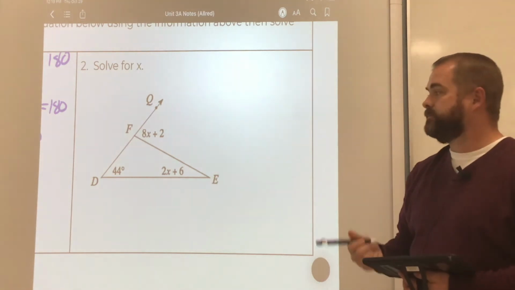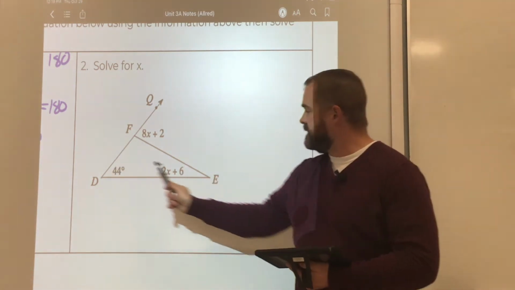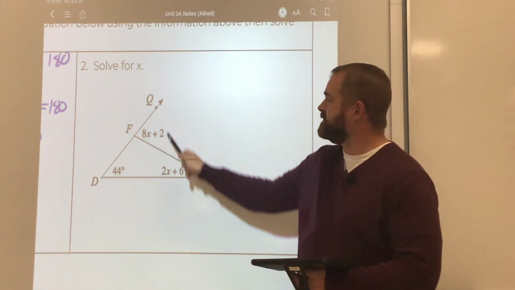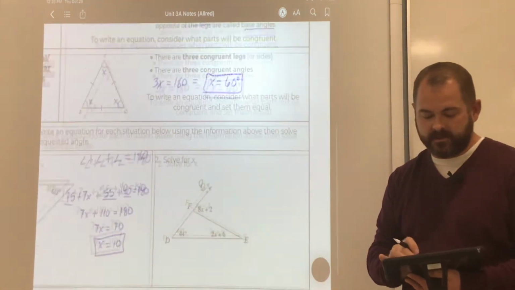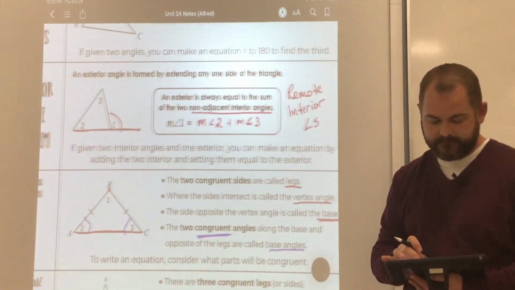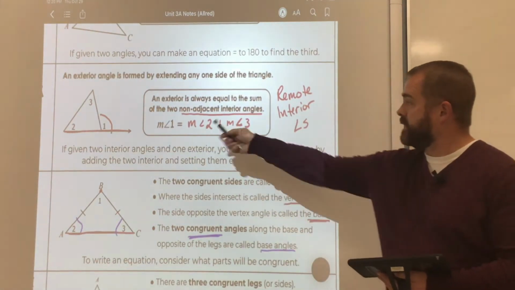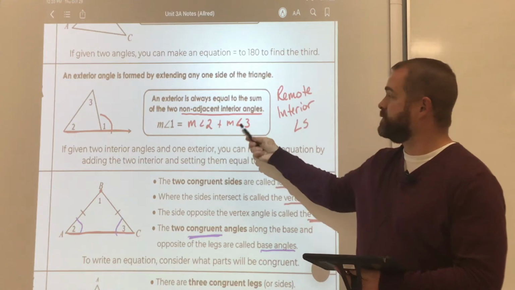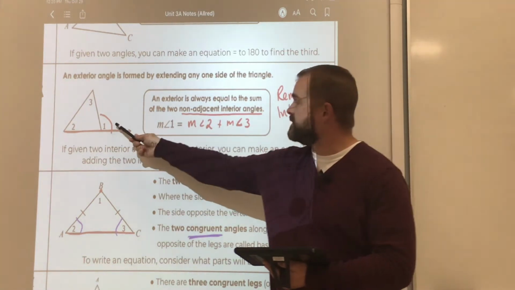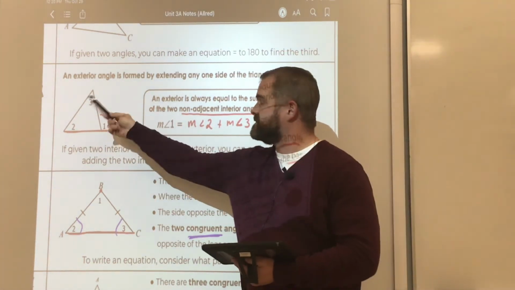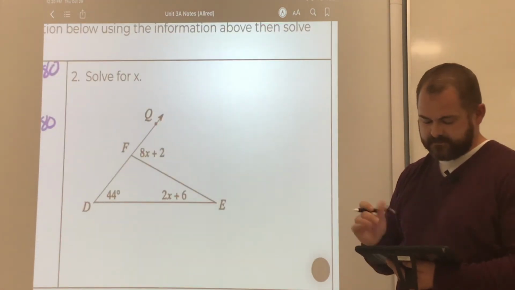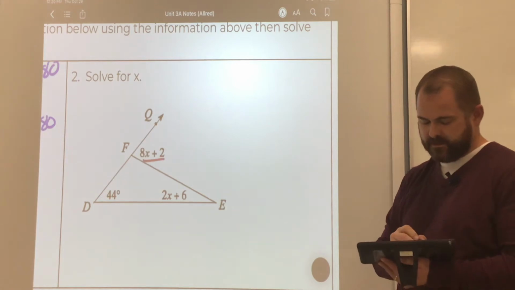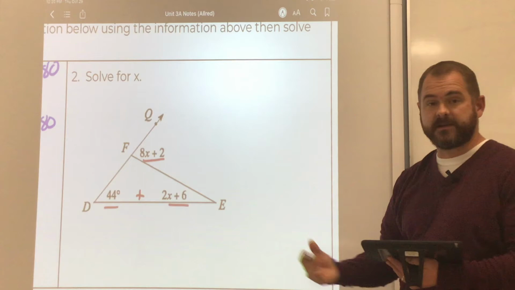In this example, though, we've got two interior angles, D and E, but this is an exterior angle at F. Okay? And remember, we have that exterior angle theorem right here. The measure of angle 1 equals the measure of angle 2 plus the measure of angle 3, or the measure of the exterior angle is always equal to the sum of the two interior angles. So as we look at this, our exterior angle here must equal the sum of these two interior angles. So that's how I set up my equation.